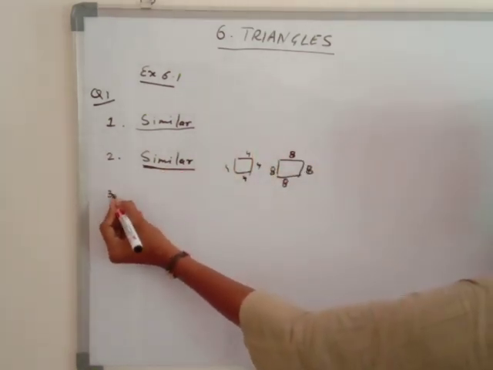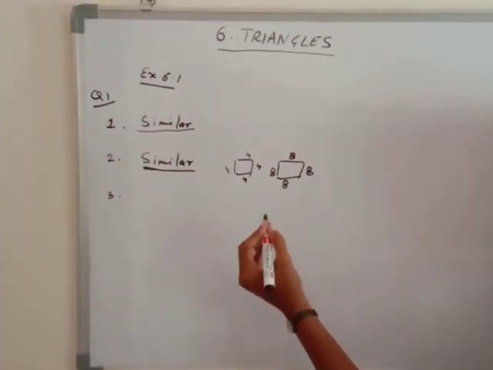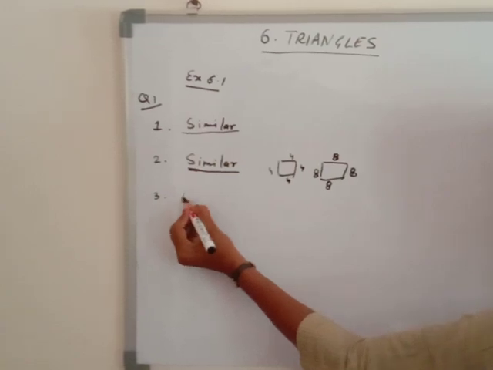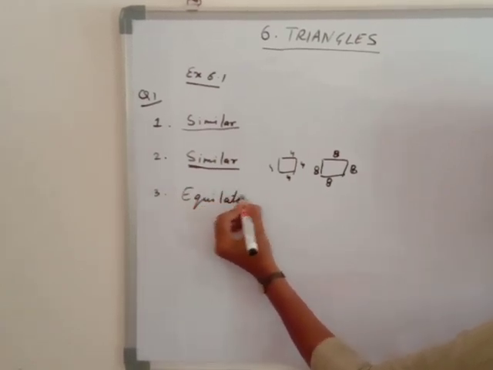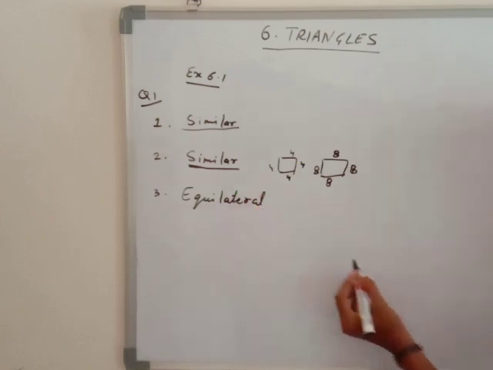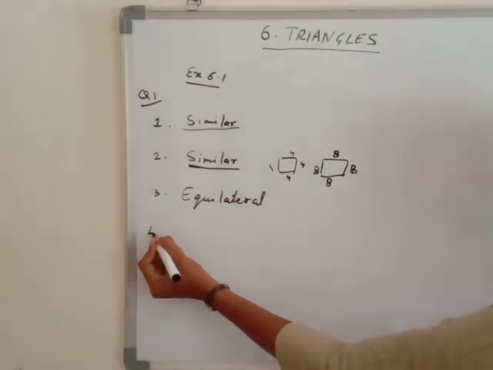Question number 3. All dash triangles are similar. So which type of triangles are similar? Equilateral, or we can call equiangular also. Equilateral triangles are similar.